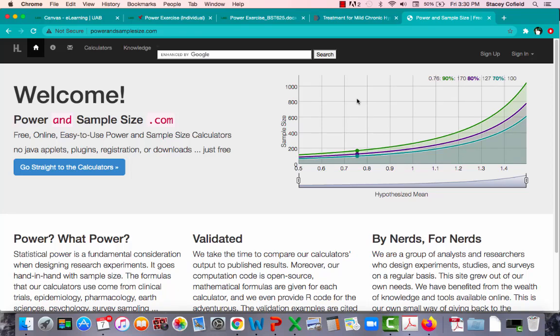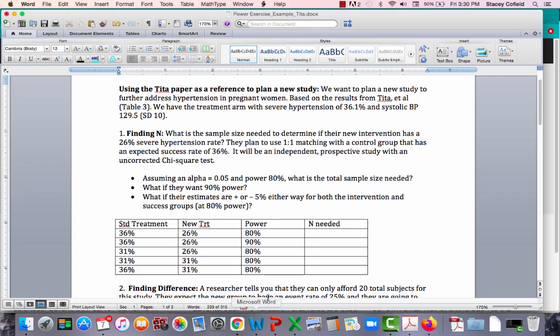So we're going to do a quick example here for playing around with the power and sample size calculators. This is going to use the TIDA paper as a reference to plan a new study. So if we want to plan a new study to further address hypertension in pregnant women, based on the results from TIDA et al. In Table 3, we're going to have the treatment arm with severe hypertension of 36.1 and a systolic blood pressure of 129.5 with a standard deviation of 10.